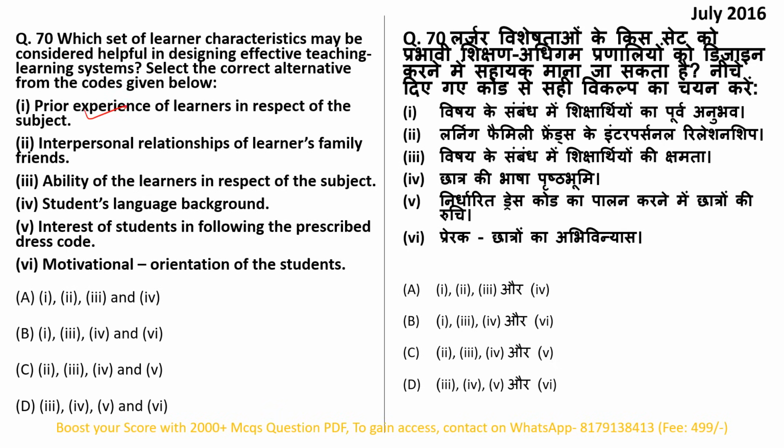Interpersonal relationship of learner, family, and friend? No, this is not right. Ability of the learner in respect of the subject? Yes, this is true. Students' language background? Yes, this is also right. Interest of students in following the prescribed dress code? No, this is not right. Motivation, orientation of the students? How much motivated the students are? The right answer becomes 1, 3, 4, and 6. B is the right answer over here.